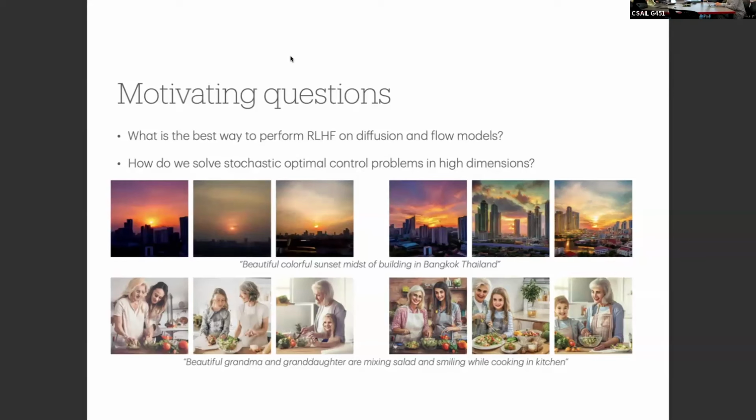Yeah. And then the second question is, how do we solve stochastic optimal control problems in high dimensions? That's a bit more general because SOC can be used beyond fine-tuning of models, for something like sampling from unnormalized densities, for molecular dynamics. So it's a setting which goes beyond fine-tuning. And then I think you've seen these images. We have a base model that gives us some generations for a certain prompt, and then we want to get better looking or more consistent generations for the same prompt.